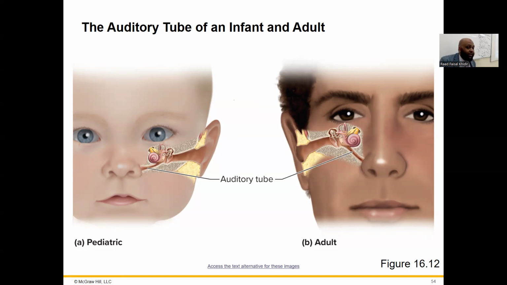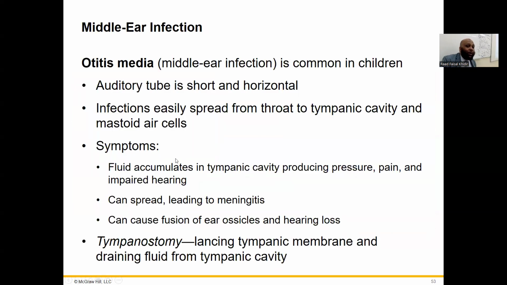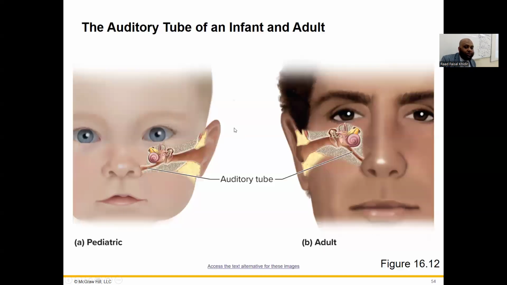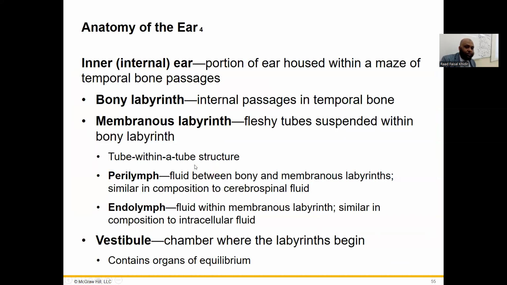You see that the auditory tube is shorter. That's why it's very dangerous for children. It's common in infants because their auditory tube is short and horizontal. Excellent. So it's very easy to spill over all of the infection material into your brain.